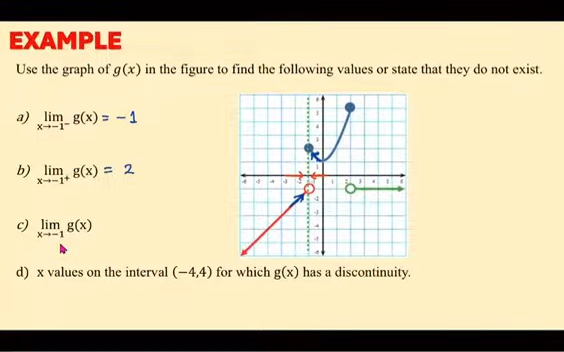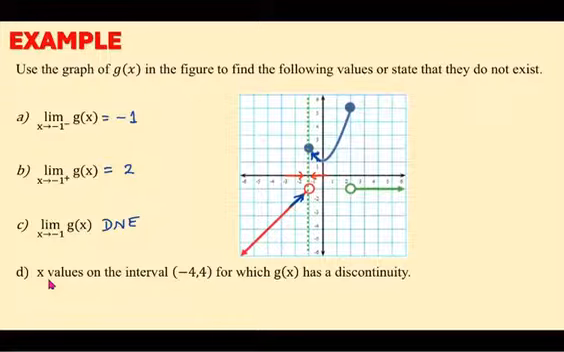Now in part C, we have to find the limit. The left-hand limit is -1. From the right, you see that the right-hand limit is 2. The left-hand limit and right-hand limit are not the same. So the limit as x approaches -1 from both sides does not exist, because for the limit to exist, the left-hand limit and right-hand limit must be equal.